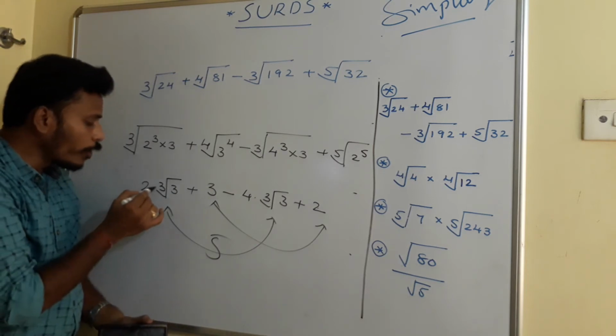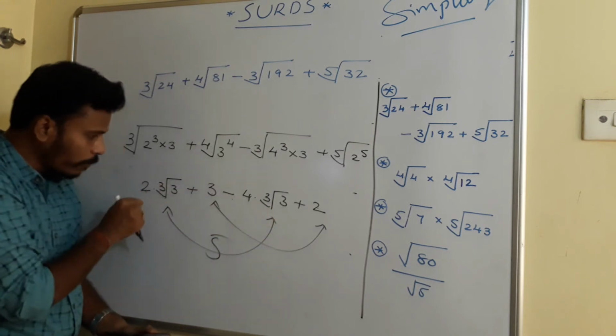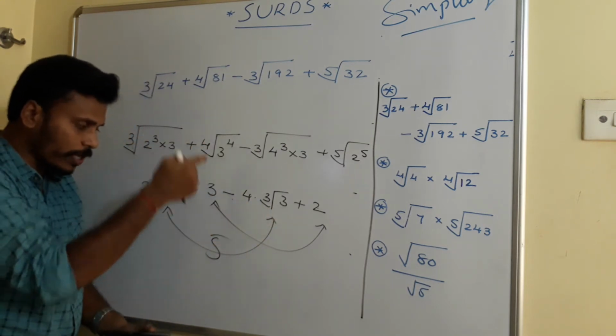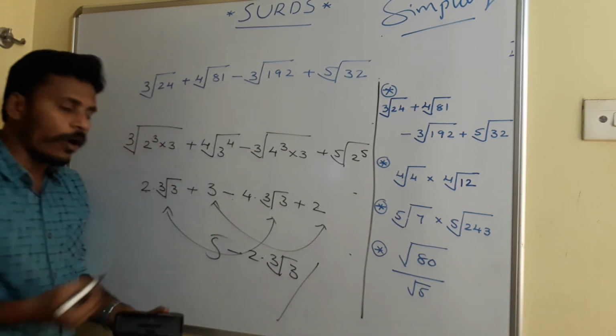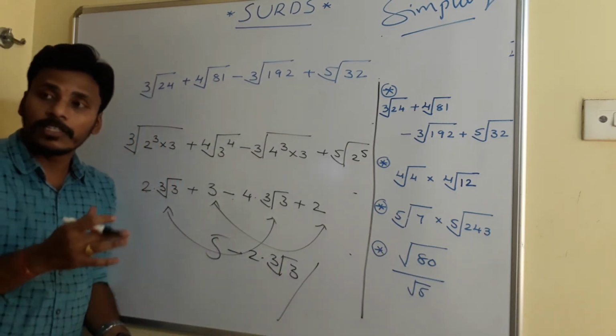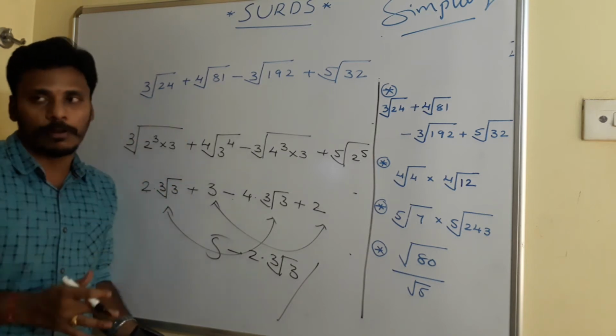And now this is 2 into cube root 3 minus 4 into cube root 3. Cube root 3 is 2 times here and then 4 times there and we are going to subtract. So minus 2 into cube root 3. And then what is your answer? 5 minus 2 into cube root 3 is your simplified answer for the second problem.